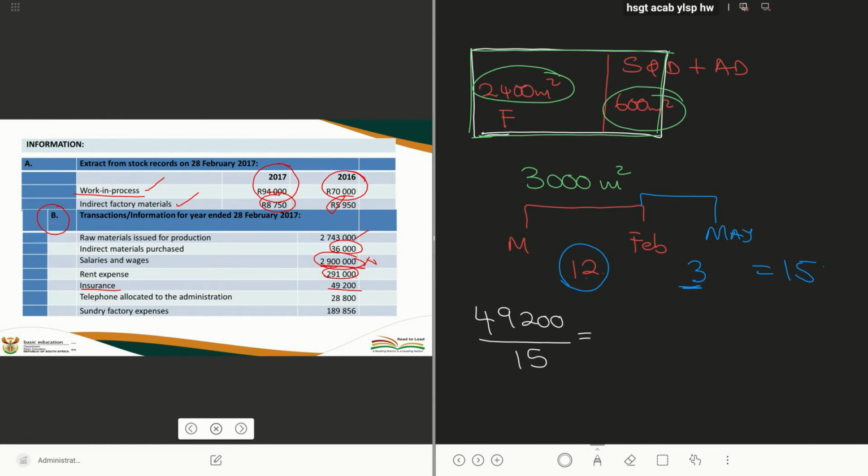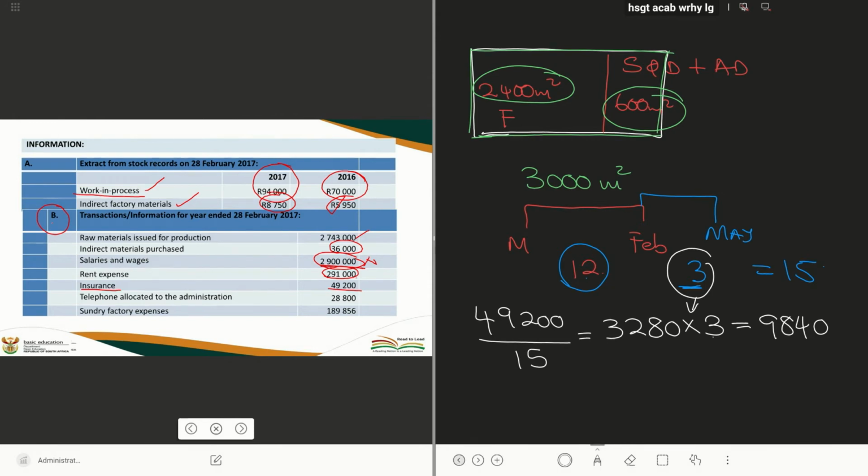Insurance per month was 3,280. How many months did we pay in advance? 3. Not minus, but you multiply by 3. So, per month insurance is 3,280 multiplied by 3. How much did we pay in total for those 3 months in advance? We paid 9,840. That is what we paid in advance.